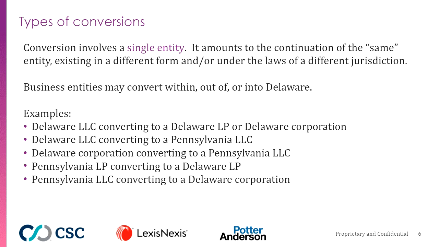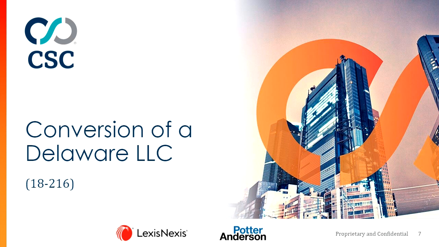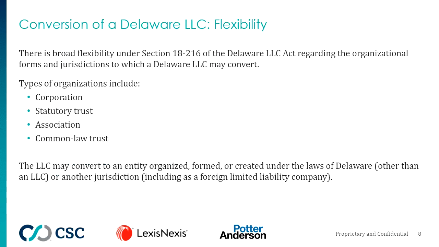All right. With that, we'll go into the specifics of a conversion of a Delaware LLC, and this is pursuant to 18-216 of the LLC Act. So there's broad flexibility under 18-216. This permits a Delaware LLC to convert to another organization or jurisdiction. So this includes other Delaware entities, which includes a corporation, a statutory trust, a business trust, an association, partnerships, whether limited partnerships or general partnerships, or a foreign LLC. So a lot of flexibility in that. And so one of the things to think about as you're considering this is, in the first instance, what are you doing? So in this case, we're talking about a conversion of a Delaware LLC moving to either a different entity or a different jurisdiction.